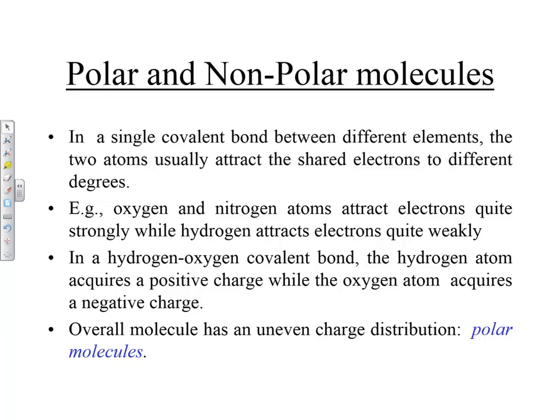On the other hand, carbon and hydrogen attract electrons in a carbon-hydrogen covalent bond by about the same amount. So there will not be any charge distribution over there. They will be uncharged molecules. Compounds that are made of carbon and hydrogen are typically called hydrocarbons.